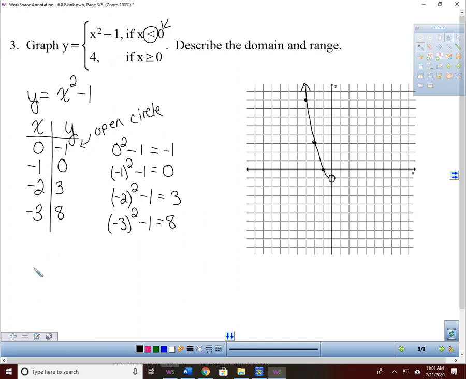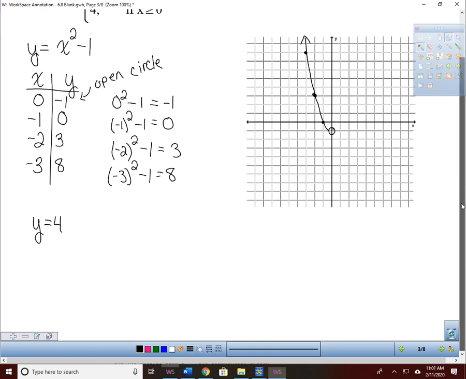Now I look at the other piece. So this is y equals 4. Well, if you remember about linear equations, I already knew this one was going to be curved because it's a parabola, it's quadratic. This is linear, but this is just a flat line, right? So it doesn't matter what values I pick for x. Every time I pick an x value, the y value will be 4.